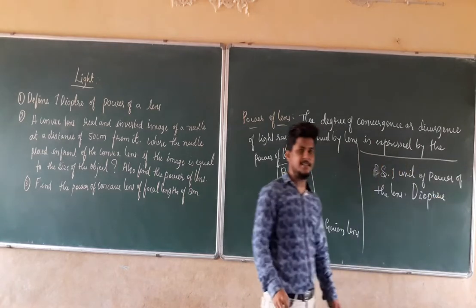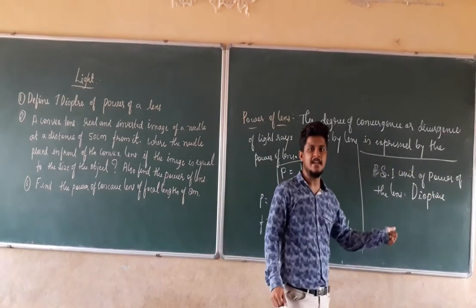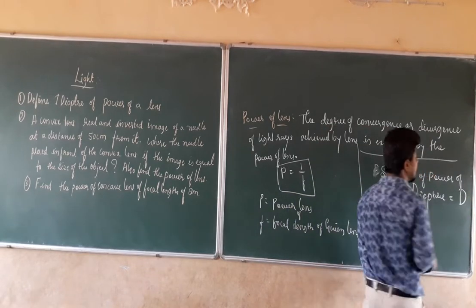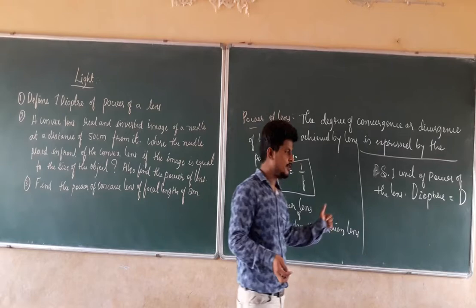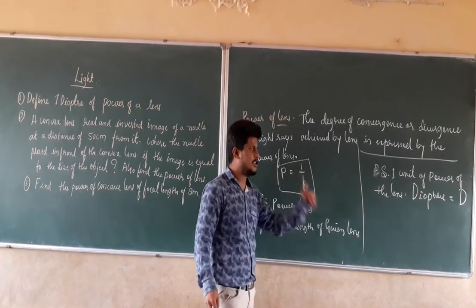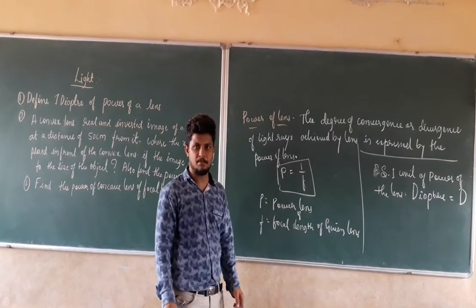Power of any lens can be expressed in the form of the diopter, and the symbol for the diopter is the capital D. So the SI unit of the power of the lens is equal to diopter.